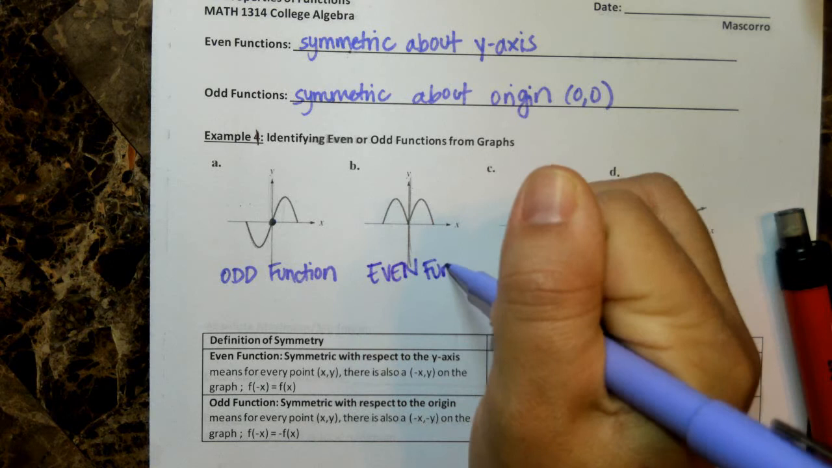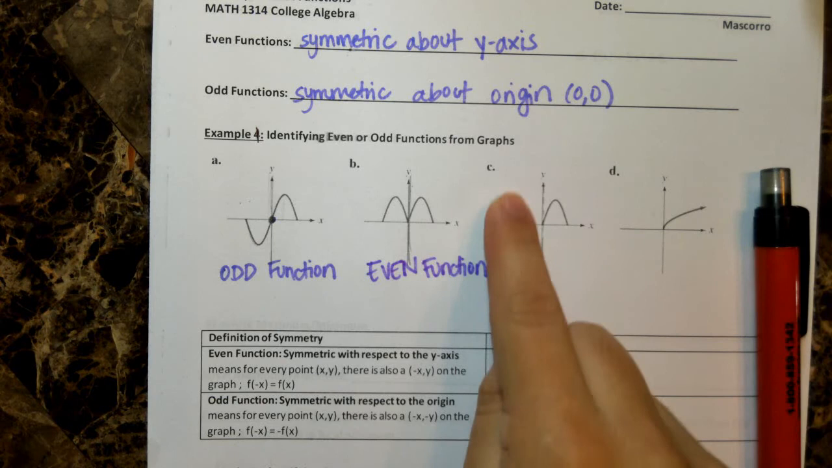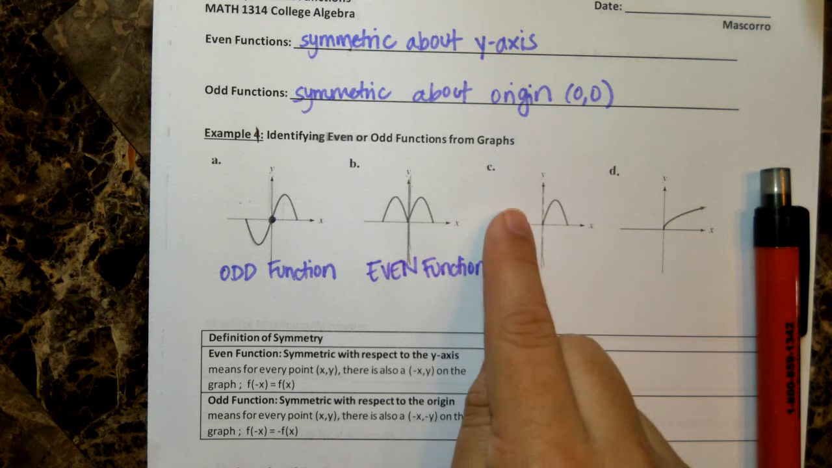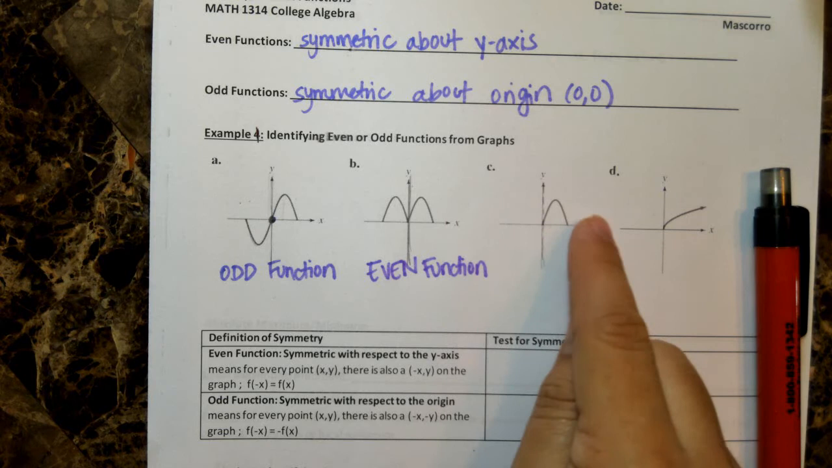Okay. Next one, part C. If you look on the left side of this y-axis, there's nothing on the left side of the y-axis. However, there is something on the right side of the y-axis. Since there is nothing on the left side, there's no way for it to be a reflection. The right side of the y-axis has this kind of shape, but it's not a reflection on the other side. There's actually no part of the graph at all, which in that case means it is not even.